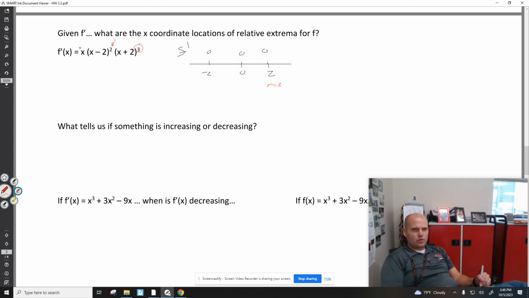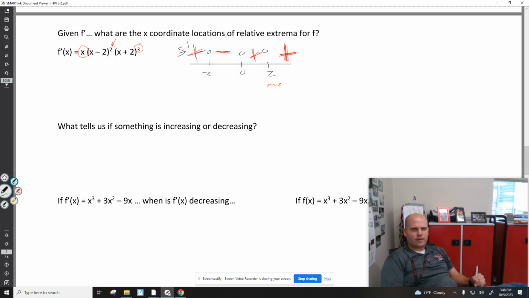X equals negative 2 and x equals 0 both have odd multiplicities, which means the signs do change. Cubing things, you retain signs. Negative value cubed is negative. So plug in 3. Positive, positive, positive, positives. We are not going to change signs. Are you not comfortable with that? Use a test point. We are going to change signs.